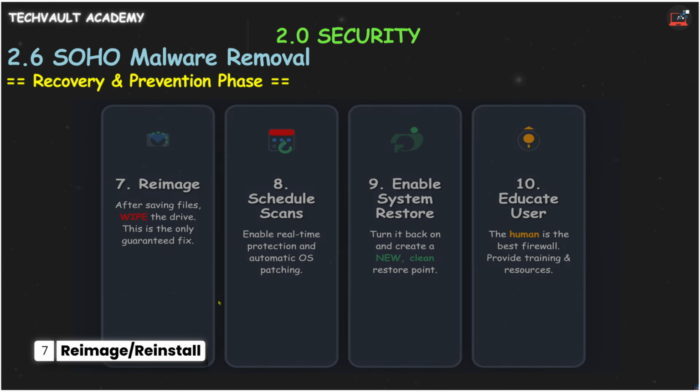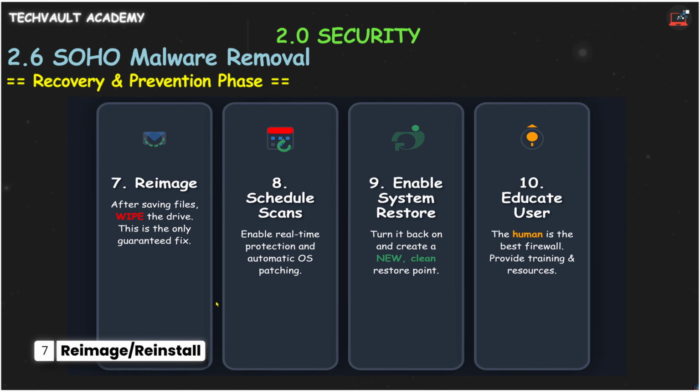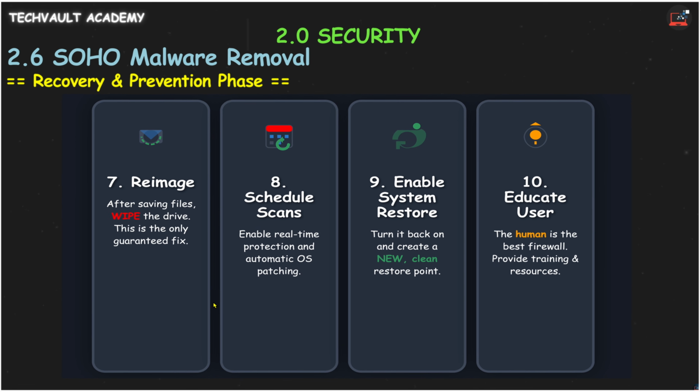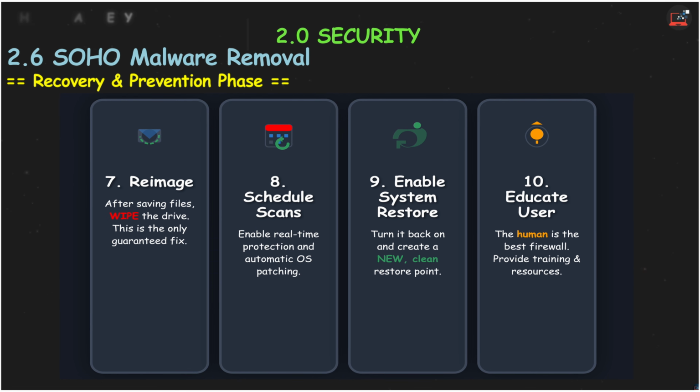Step 7. Re-image or reinstall. You've used WinPE to copy the user's critical documents to a safe location. The rescue mission is over. Now it's time to follow the real best practice. Delete everything. Re-image the drive from a known, clean corporate image or perform a fresh OS installation. This is the only way to be 100% certain the malware is gone for good.